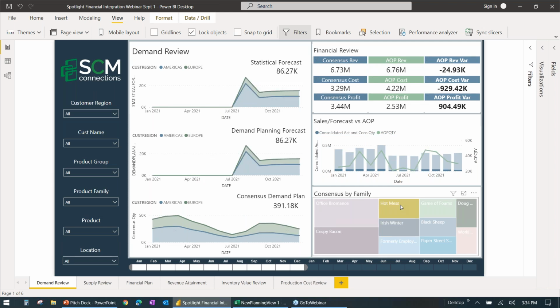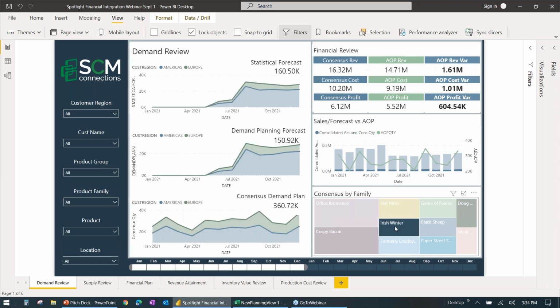So you can then start drilling down quickly and go one at a time and see what's actually impacting me negatively versus positively. You can see here, Irish Winter, in terms of my revenue, I'm exceeding my revenue, I'm exceeding my profitability. So this is actually a positive variance. Okay. So when you look at this, this is really from a demand side, based on quantities, right? You've got the quantities we're viewing on one side, and then we're also looking at the financial integration on the other side.